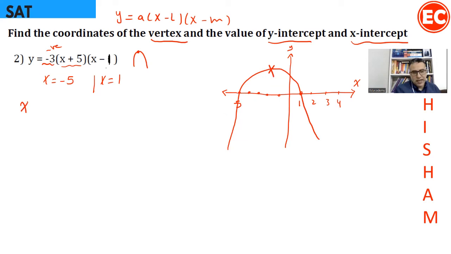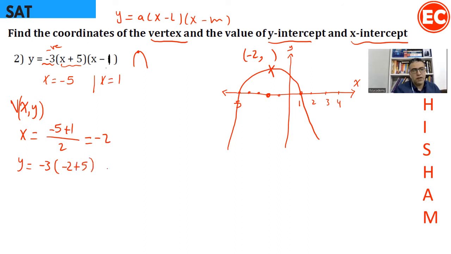To find the coordinates of the vertex, x is equal to the sum of the two values divided by 2. So it's equal to negative 2. So here is the vertex. Its x coordinate is negative 2. To find the y coordinate, I'm going to replace x by negative 2. So negative 2 plus 5 multiplied by negative 2 minus 1, which is equal to 3 multiplied by negative 3, which is negative 9... So the vertex is negative 2 and negative 27.